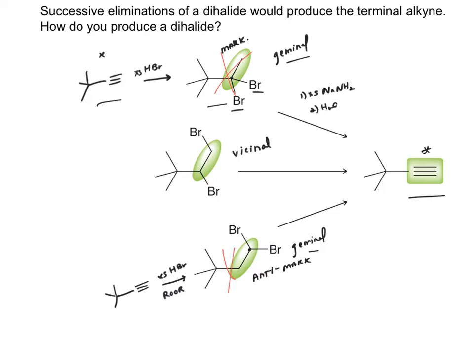So that leaves us with the vicinal dihalide, right? The vicinal dihalide will give us our overall product. Now the question is, well, what would make this, right? How do we know how to make a vicinal dihalide?